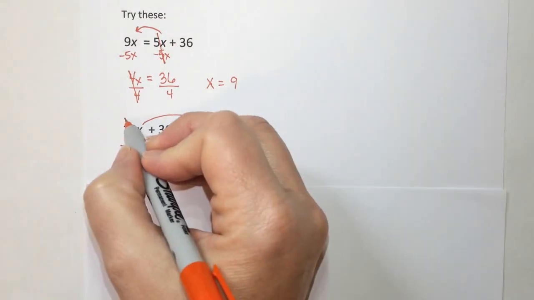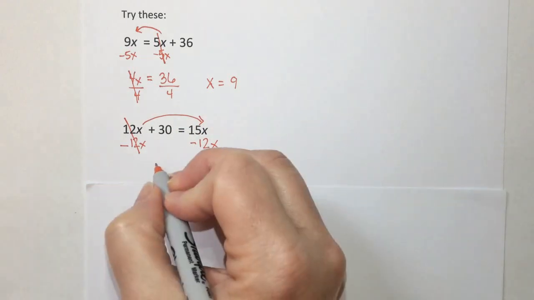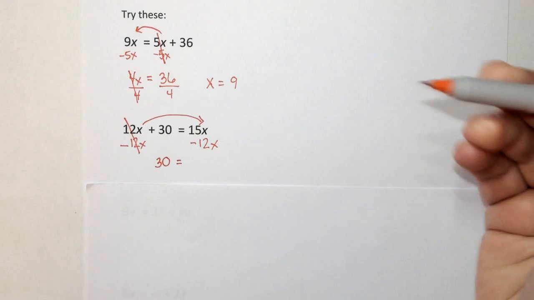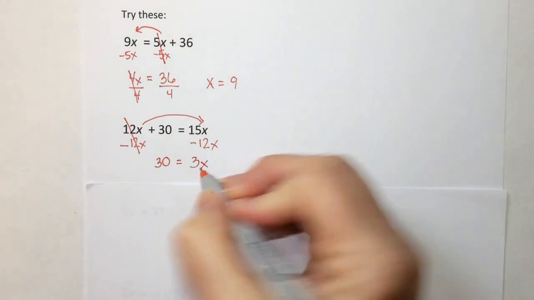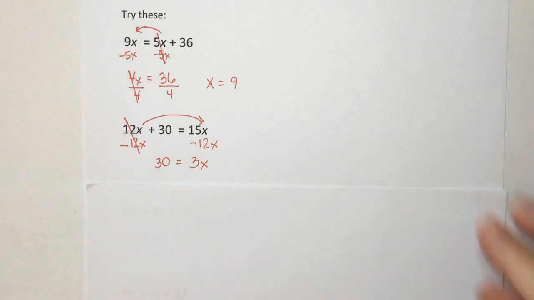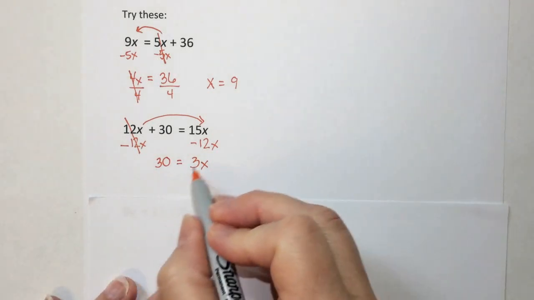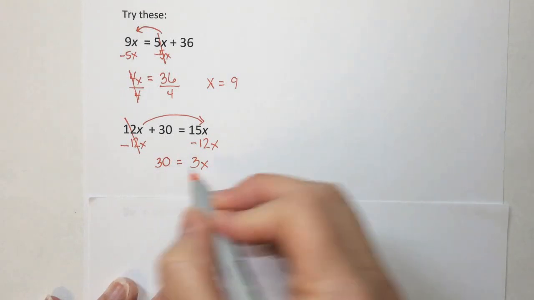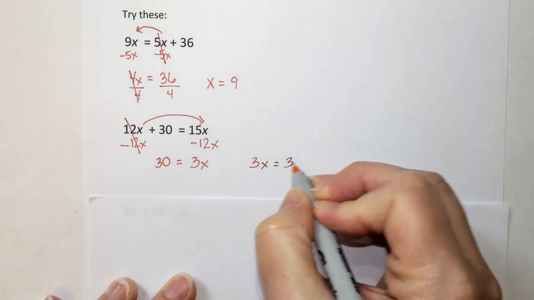And then I can cancel these out. Plus 12x and minus 12x would just be 0. On the left of the equal sign, I've just got 30 equals 15 minus 12, 3x. And I'm down to a one-step problem here. It's okay that they're a little bit different than you're used to seeing them. It means the same thing. 30 equals 3x means the same thing as 3x equals 30.